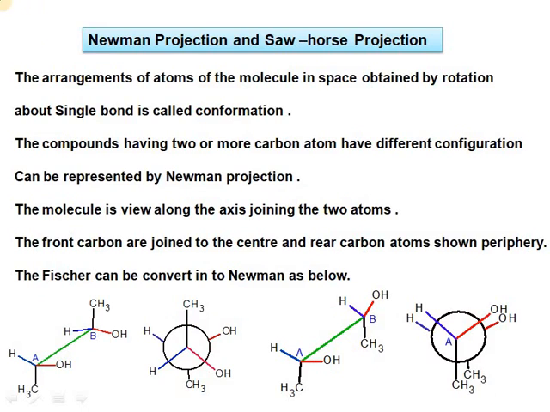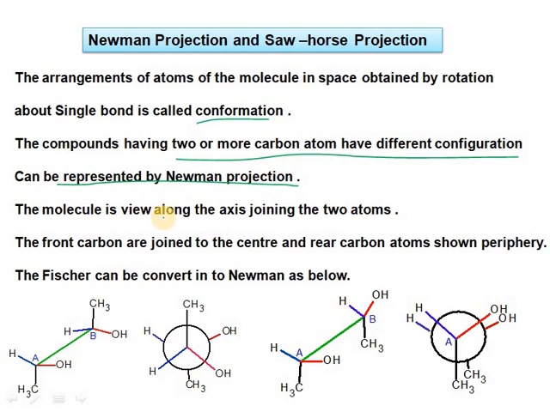Now, next point: we have discussed the Newman projection formula and the Sawhorse projection formula. This arrangement of atoms or groups in space can change by rotation about a carbon-carbon single bond, which is called a conformation. Compounds having two or more carbon atoms have different conformations. They can be represented by the Newman projection formula.